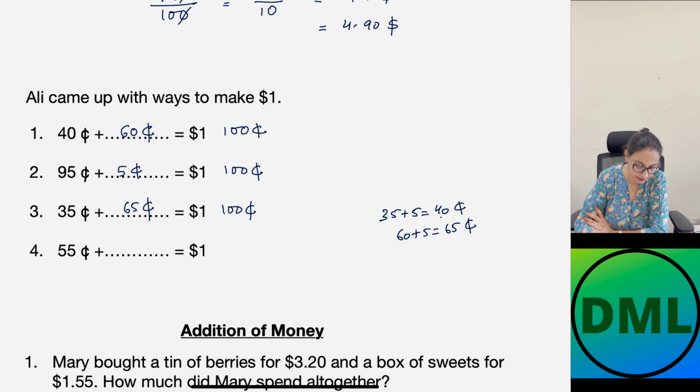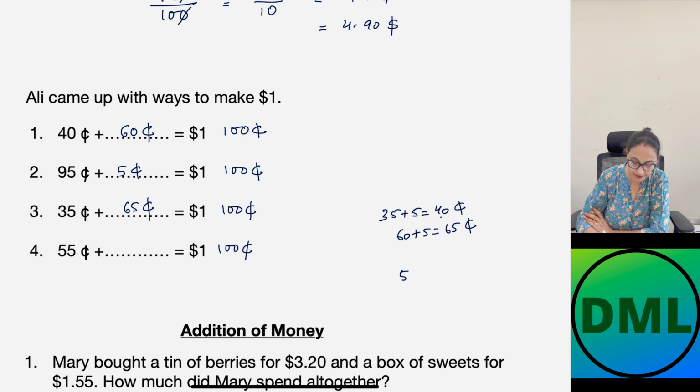Let's see the next question here. I have 55 cents and I have to reach $1. I have to go to 100 cents here. 55 is closer to 60. How do we reach from 55 to 60? What number do I have to add? I have to add plus 5.